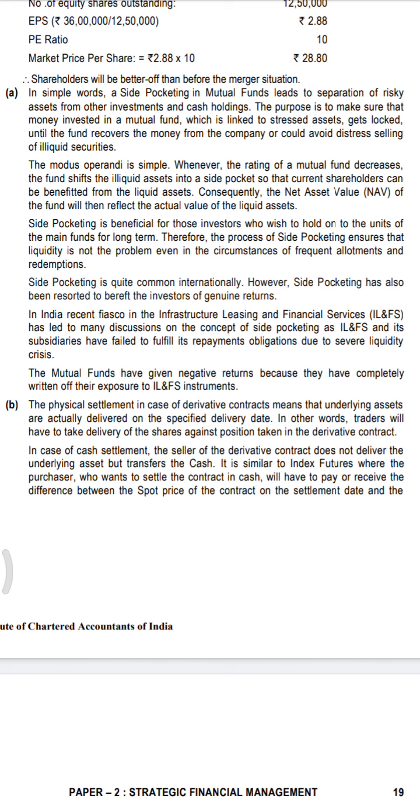The modus operandi is simple. Whenever the rating of a mutual fund decreases, the fund shifts illiquid assets into a side pocket so that current shareholders can benefit from the liquid assets. Consequently, the NAV of the fund will then reflect the actual value of the liquid assets only. Side pocketing is beneficial for those investors who wish to hold on to the units of the main fund for long term. Therefore, the process of side pocketing ensures that liquidity is not a problem even in the circumstances of frequent allotments and redemptions.